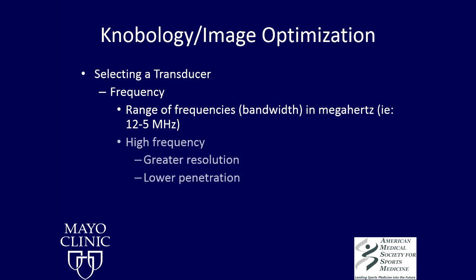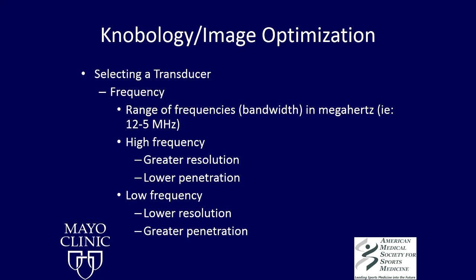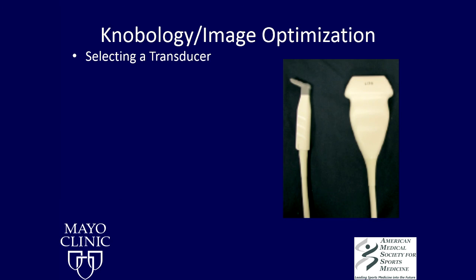And that means that you're sending out frequencies from 12 megahertz all the way down to 5 megahertz and everything in between. So with higher frequency, as I talked about before, you have less penetration because of that higher attenuation coefficient. However, you're going to have higher resolution because of that high frequency. Low frequency sound waves don't have as good of resolution, but they have greater penetration, so you can see deep structures. So in general, if you're looking at something superficially, you want to use a high frequency transducer. And if you're looking at a deep tissue structure, then you want to use a low frequency transducer.